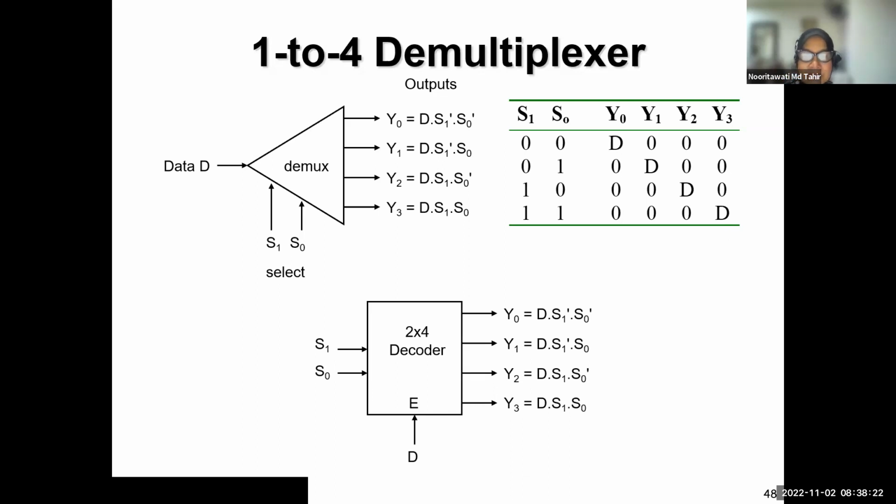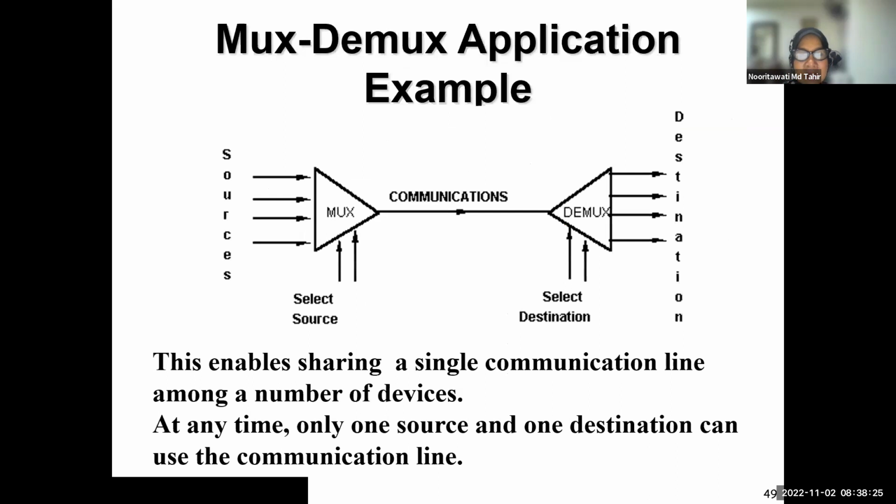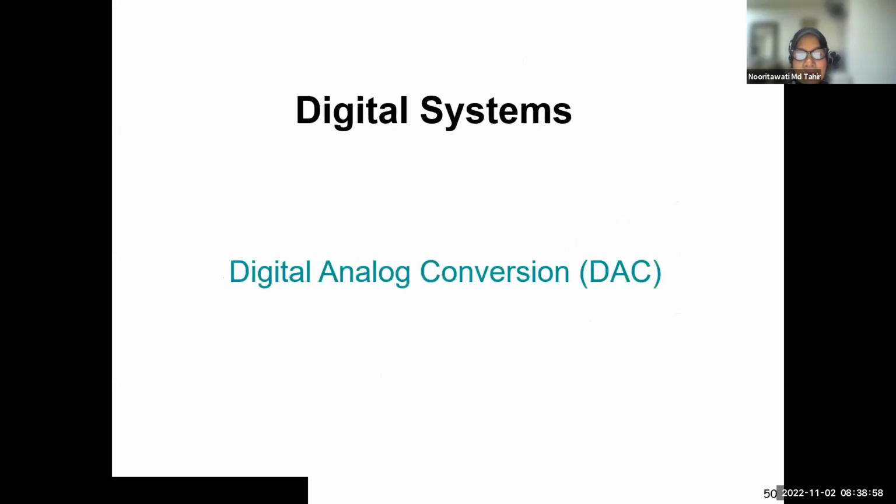So I think the multiplexer will be easier for us to understand. For a multiplexer and demultiplexer application example, one is in a communication system, where we usually have several sources and we want to send one at one particular instance from the source to the destination. When it reaches the destination, we disperse the information. This is one example. That is about the multiplexer.